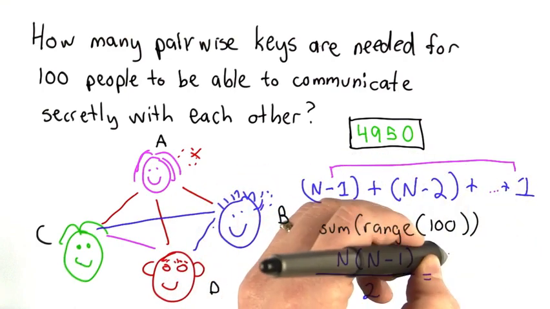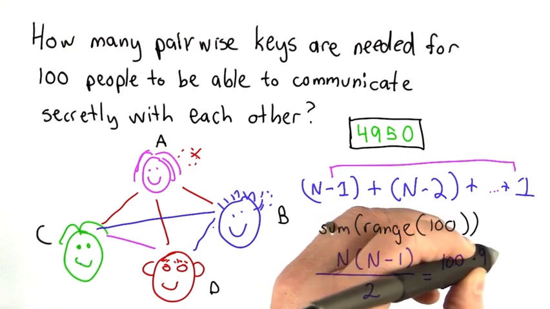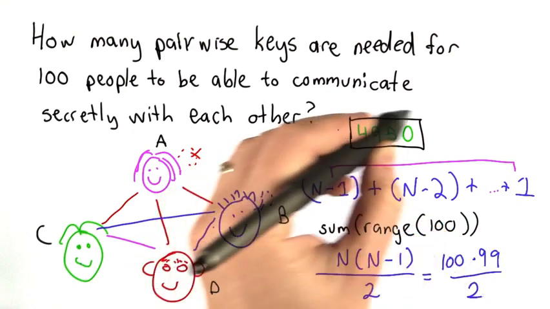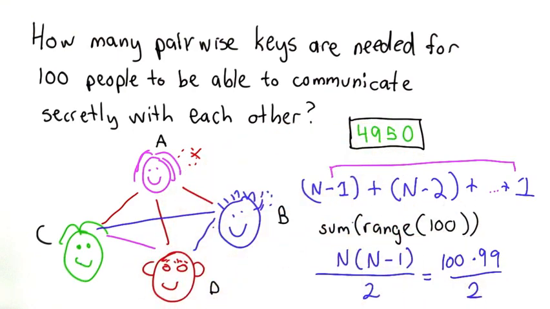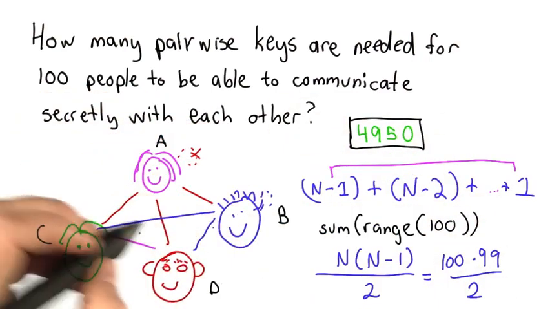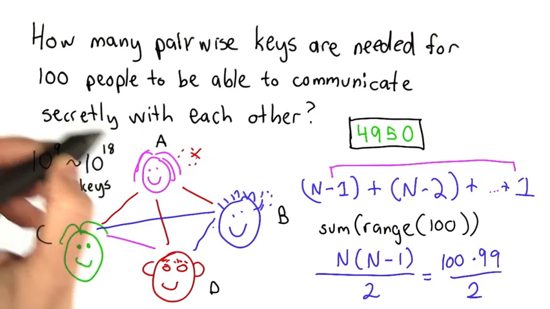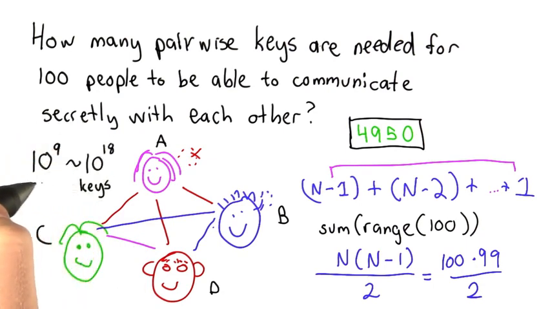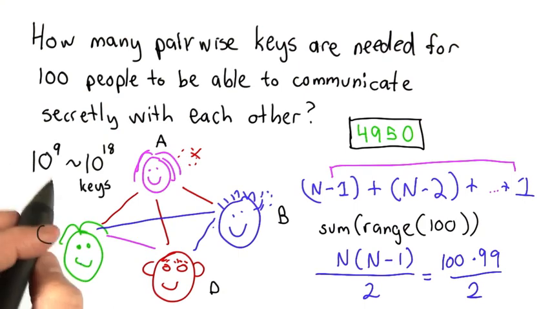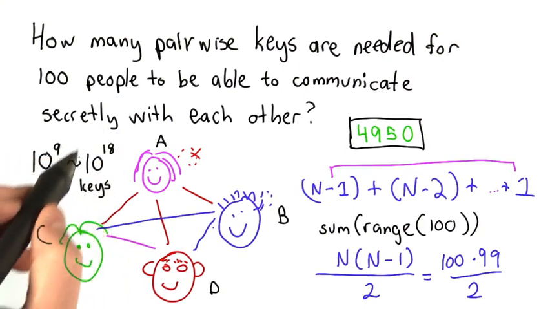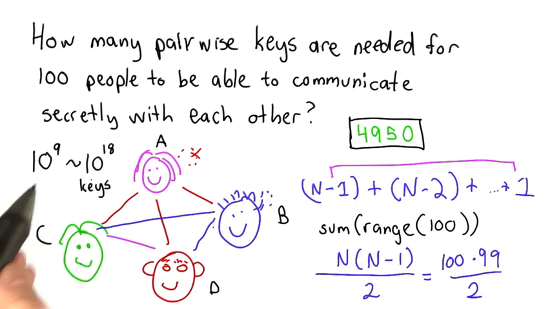So that would be equal to 100 times 99 divided by 2, which is the same answer we got by summing all the numbers using Python. So this means the number of keys that we need scales as the square of the number of people. So if we think about doing this for a group of people as large as the internet, where we say have 10 to the 9 or a billion people, we would need 10 to the 18 keys to have pairwise keys between each pair. This is a ridiculously large number of keys.